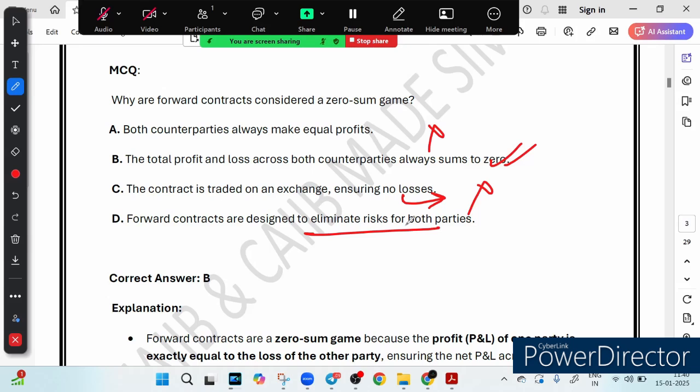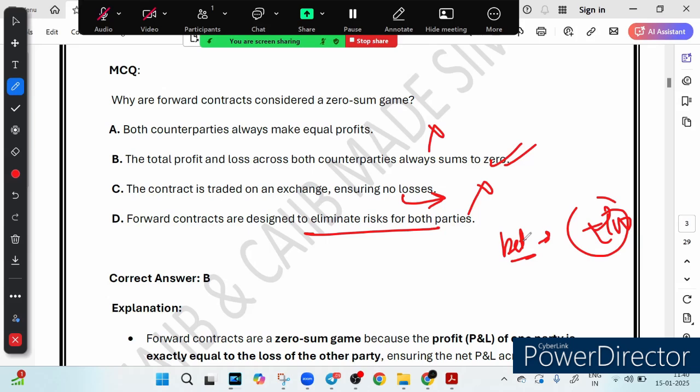Right? So let's simplify this further. Imagine a cricket match where the bet is rupees 100. If team A wins, you gain rupees 100 and the other party loses 100. If team B wins, they gain rupees 100 and you lose rupees 100. The net gain and loss between both parties is always equal, zero. So forward contracts work the same way. One person's win is always the other person's loss.